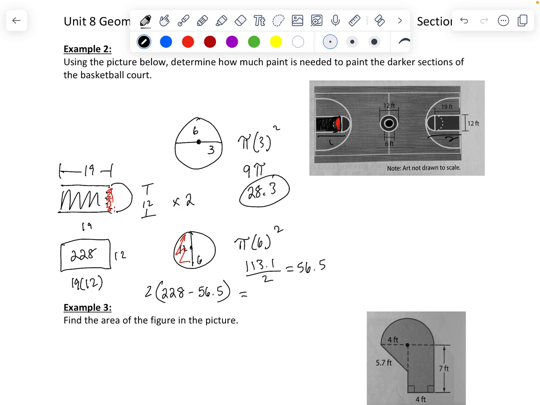Okay, so 228 minus 56.5. Then we're going to take that times 2. So that gives us a nice 343 for the free throw lines. And then for our inner circle, that 28.3, add it all together. And we get 371.3 square feet of paint. Whew. That's a lot of work.